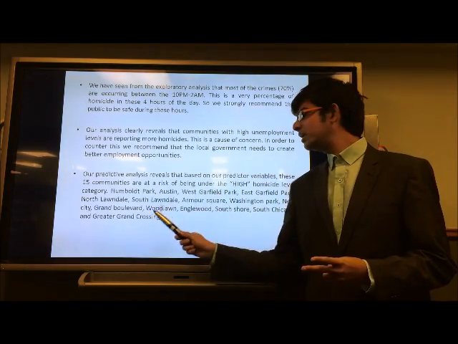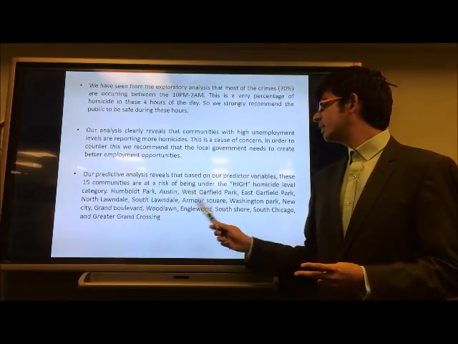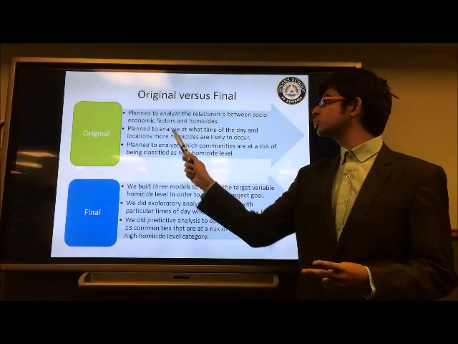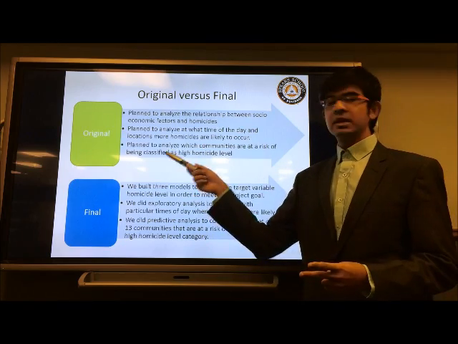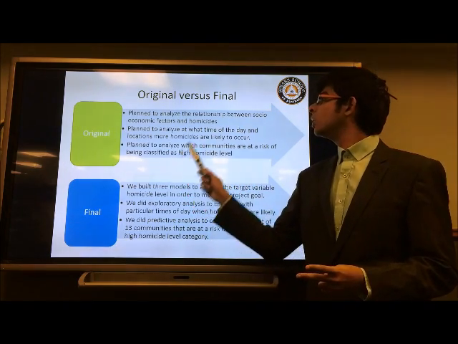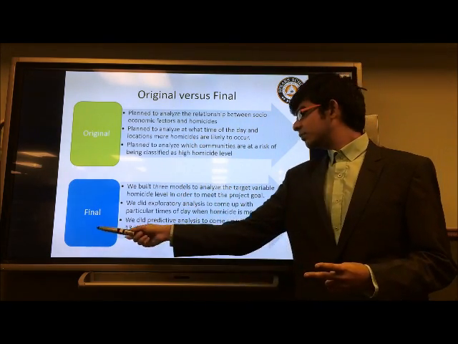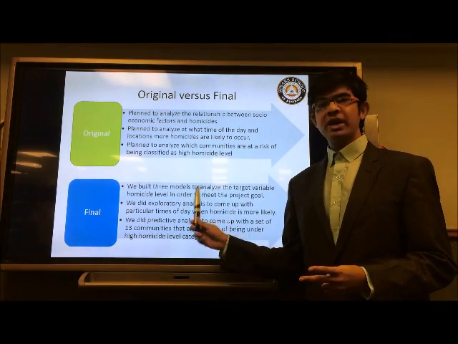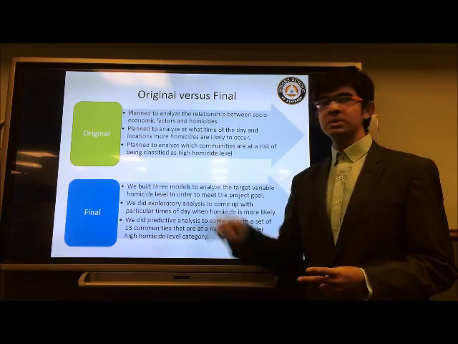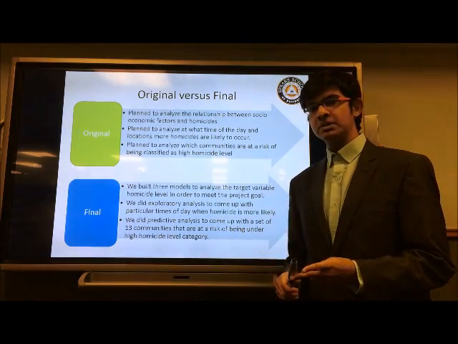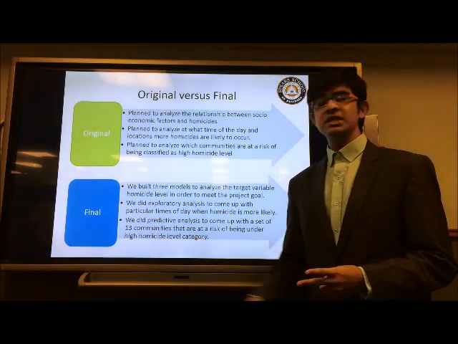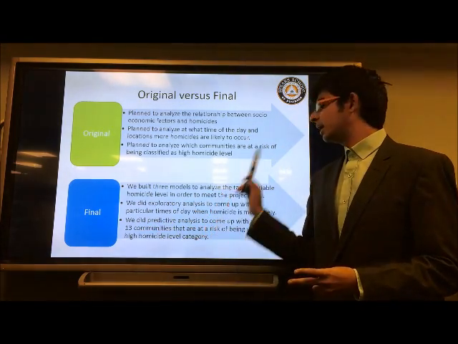These are the list of 15 communities which will definitely have a very high homicide rate. Originally, we planned to analyze the relationship between socioeconomic factors and homicides, and the time when they are more likely to occur. So finally, what we delivered was exactly what we promised in the beginning. The socioeconomic factors which have a very high influence on the homicide level are median household income and the percentage of households below the poverty line. And there are 13 communities which are at risk of being very high in homicide pattern.